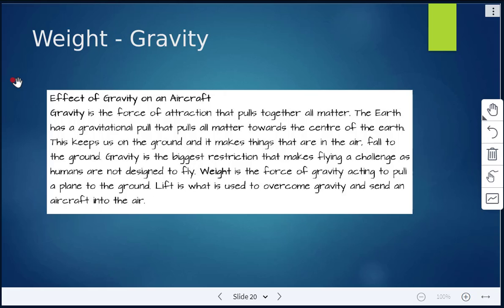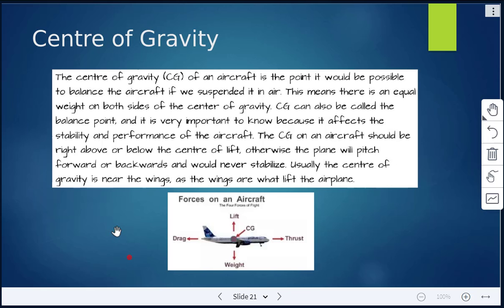Weight is the force of gravity acting to pull a plane to the ground, and the opposite to that is lift, which is used to overcome gravity and send the aircraft into the air. So the center of gravity is the point. Look at this diagram here. CG here represents center of gravity, which is right here. It's a point where it would be possible to balance the aircraft if we suspended it in air. So basically that means there's an equal weight on both sides of the center of gravity.